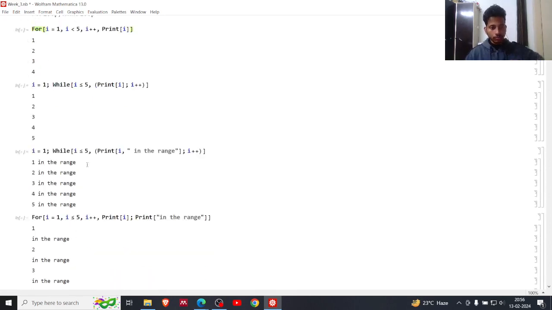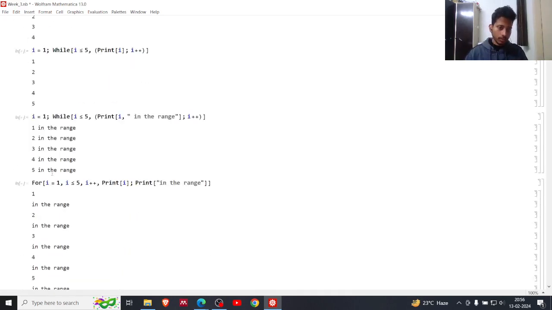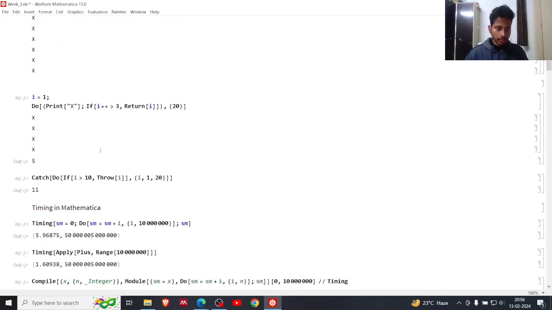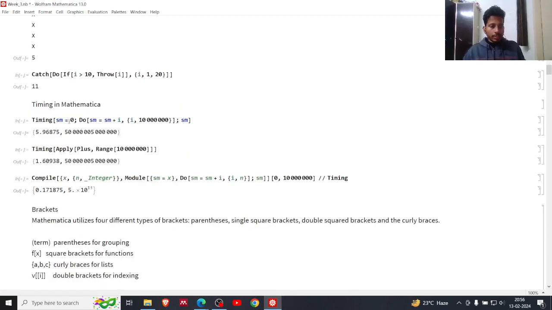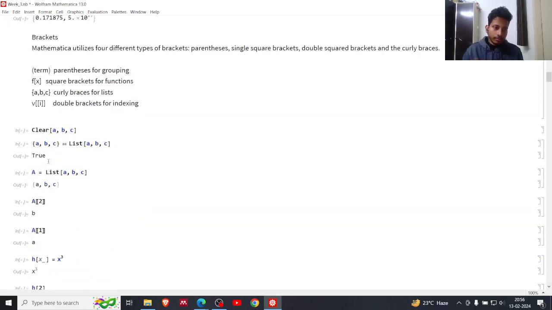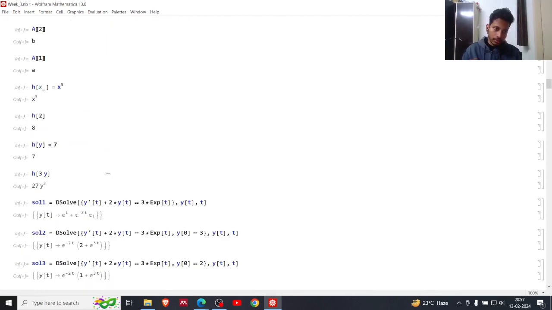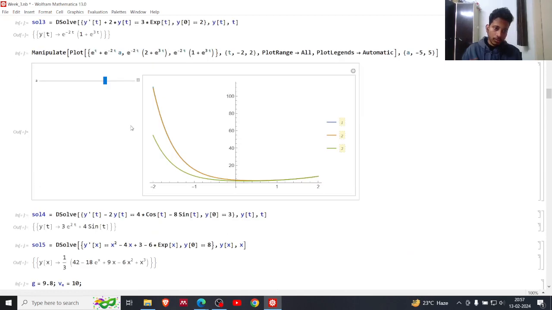Okay, so now we have talked about the if, for, while, and do loops, then break and return, and continue. Then we calculated the timing of a loop using the Timing command. Then there is the difference between parentheses and brackets: parentheses for grouping, square brackets for functions, curly braces for lists, and double square brackets for indexing. Then we used DSolve and plotted it.